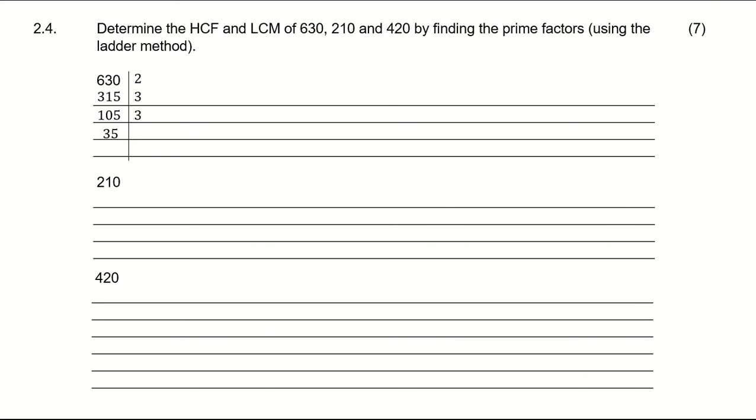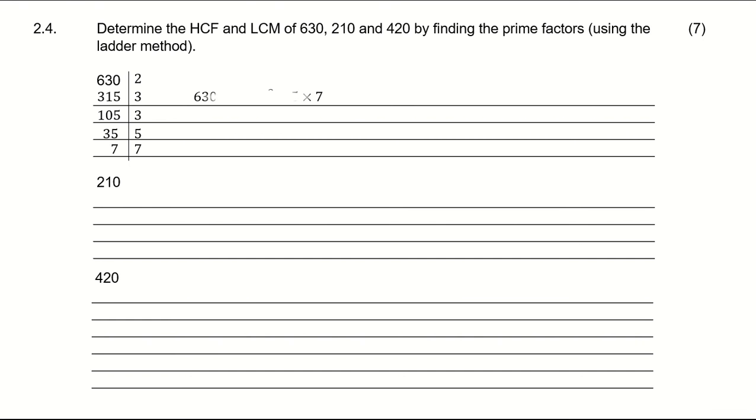Now, what is the next prime number after 3? It is 5. Can 5 go into 35? The answer is yes. 35 divided by 5 will give you 7. Obviously, you can tell that 5 cannot go into 7. We will need to find the prime number after 5. What is the prime number after 5? It is 7. So 7 will become our new prime factor. 7 divided by 7 will give us 1.